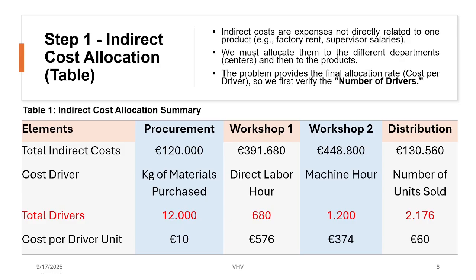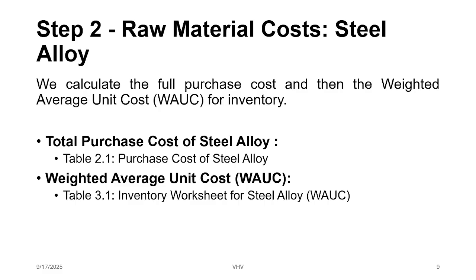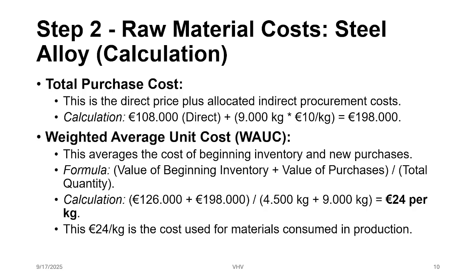So now we already have all the information. We move to step 2, where we determine the full cost of our raw material. We will start with the steel alloy. First, we calculate the total purchase cost of steel alloy. This is not just the supply price, it includes the indirect procurement cost we just calculated, right? And after that, we will calculate the weighted average unit cost.